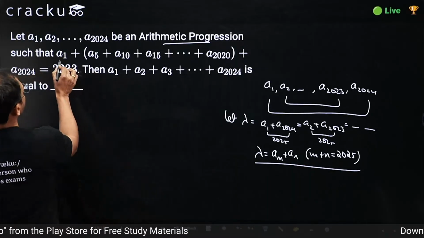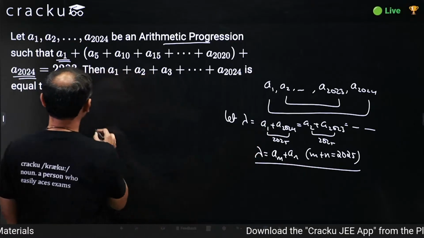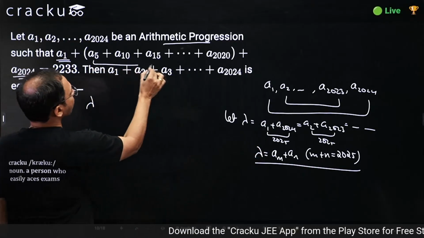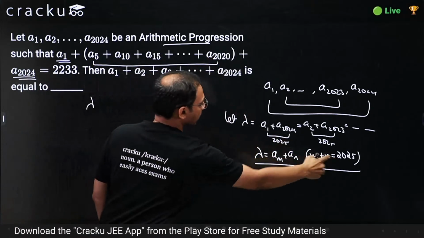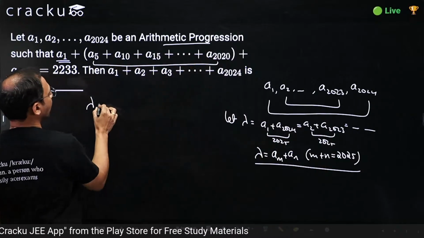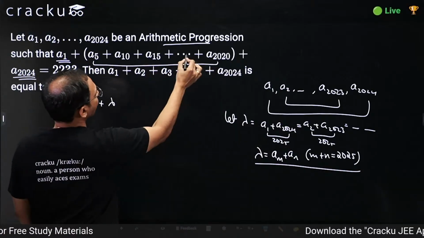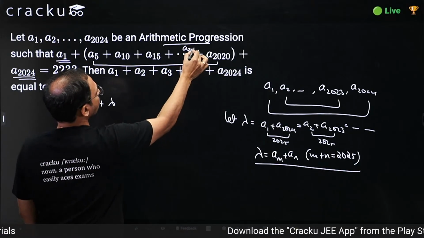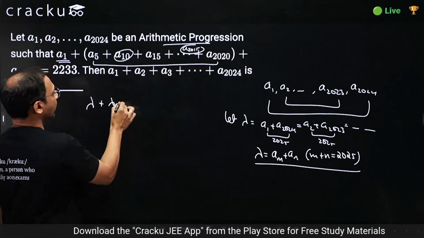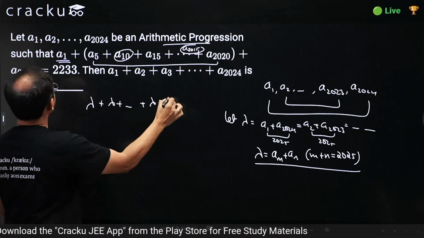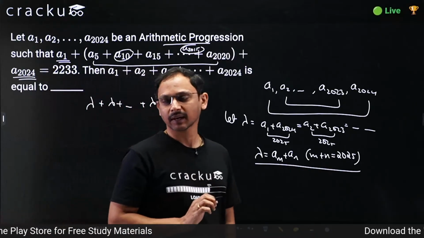Now here A1 plus A2024 will be lambda. A5 plus A2020, the sum of indices is again 2025 here, so the sum of these two terms will again be lambda. Same, this is again an AP. So before this, we'll have A2015. Here and here, the sum is again lambda. So like this, we have a sum of lambdas equal to 2233. This is basically the crux of the given condition.